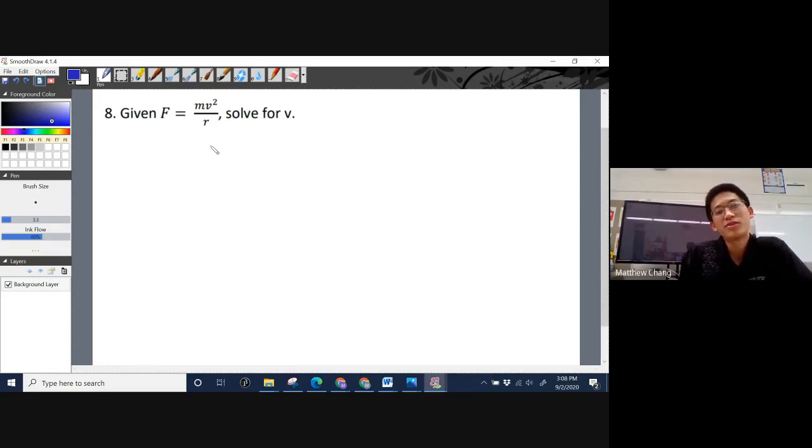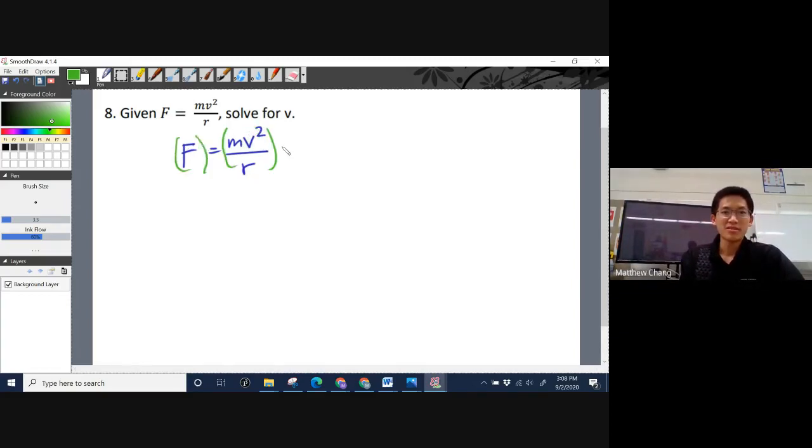Okay, number 8, given F equals m times v squared divided by r, solve for v. Those of you that, actually I don't think any of you have seen this. I believe this is in physics, some sort of force formula. Let's get v by itself. We're going to multiply both sides by r, so the r's will cancel. So we have r times F equals m v squared.